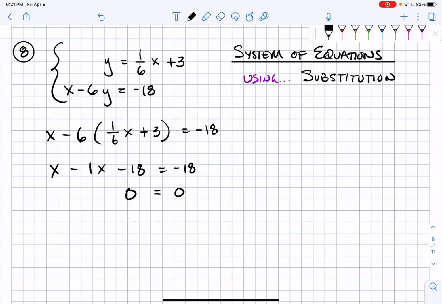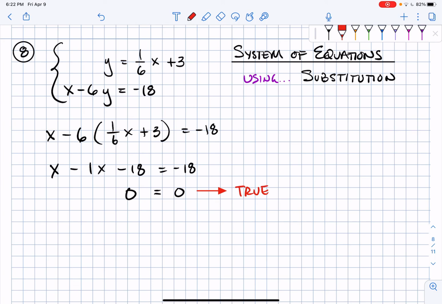So x and y disappeared, or the x disappeared. The y has already disappeared. The x disappeared, right? Since the x disappeared, when that is the case, I have to look at this statement right here. What does this state? Is this statement true or false? Is 0 always equal to 0? And the answer is yes. So this is a true statement.